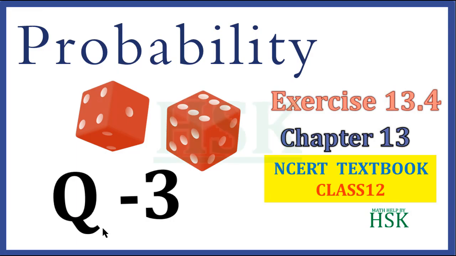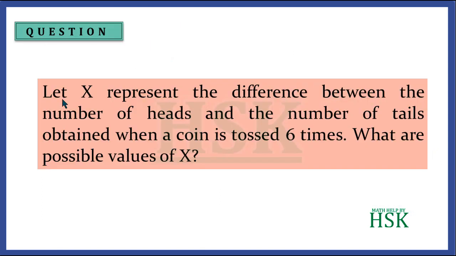This is question number 3 of exercise 13.4 from the chapter Probability. The question is, let x represent the difference between the number of heads and number of tails obtained when a coin is tossed 6 times. What are the possible values of x?